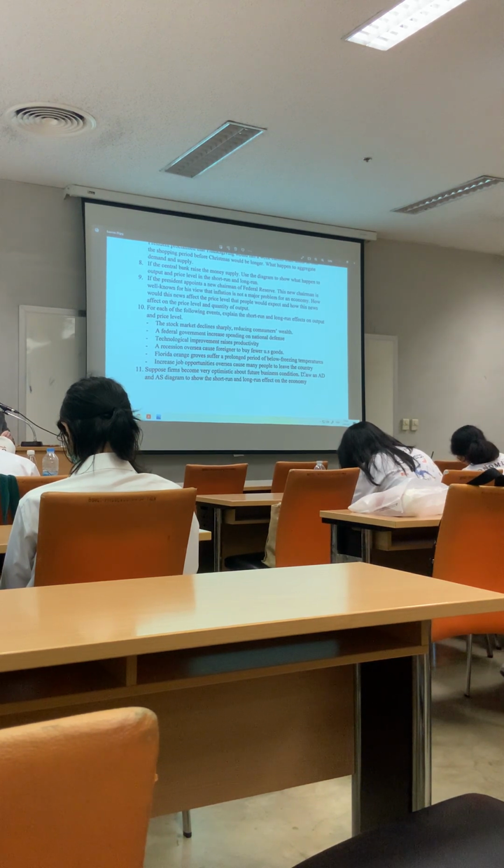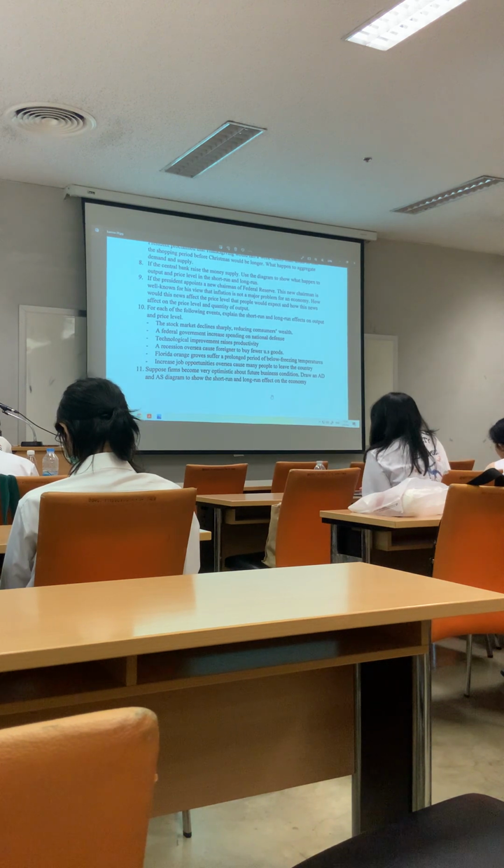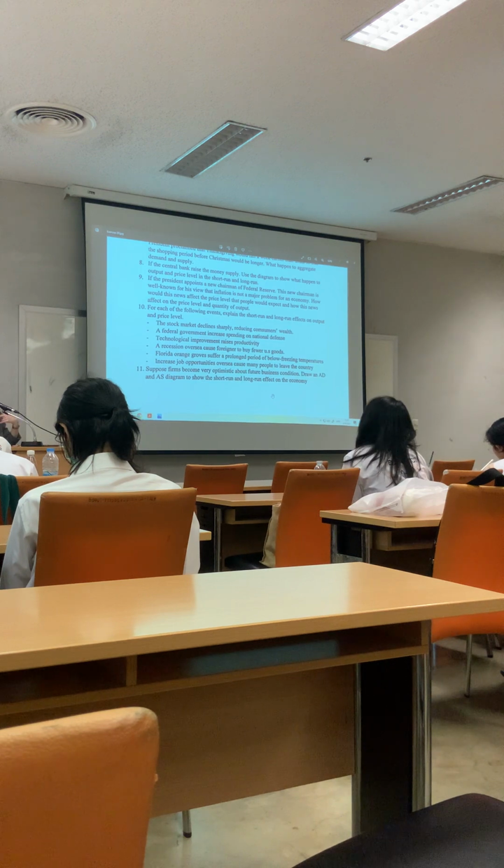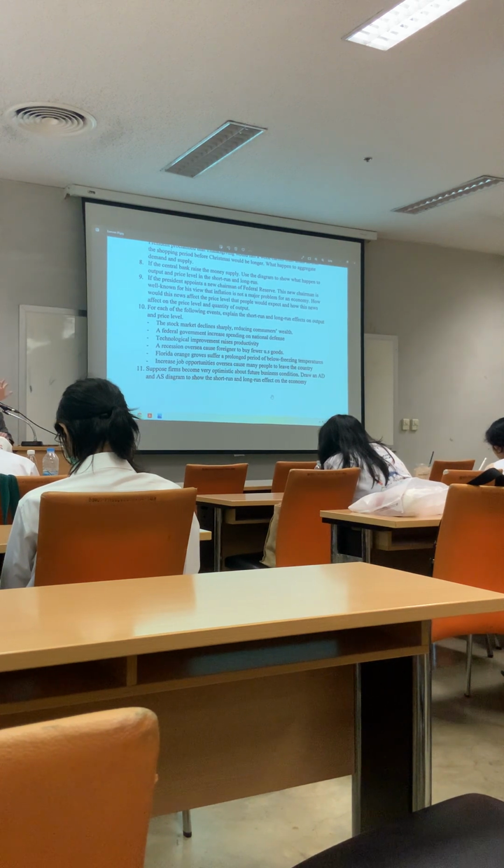Suppose firms are very optimistic about future business conditions. Draw an AD-AS curve and show what happens in the short run and the long run. Optimistic means that you feel confident and positive about what will happen in the future. For me, the question says firms become very optimistic. It says not the people side, not the consumer side, but firms.